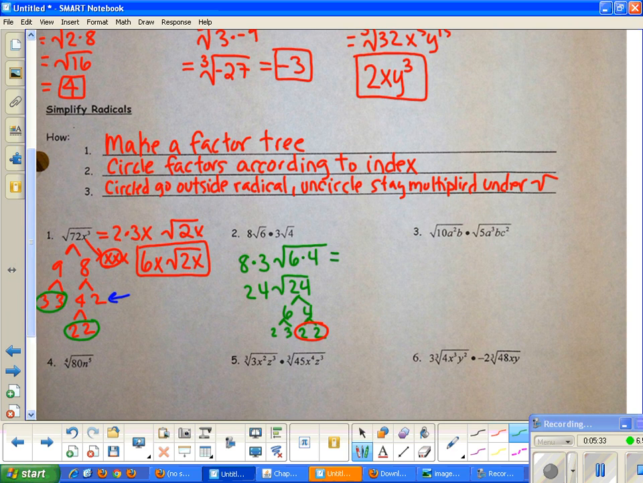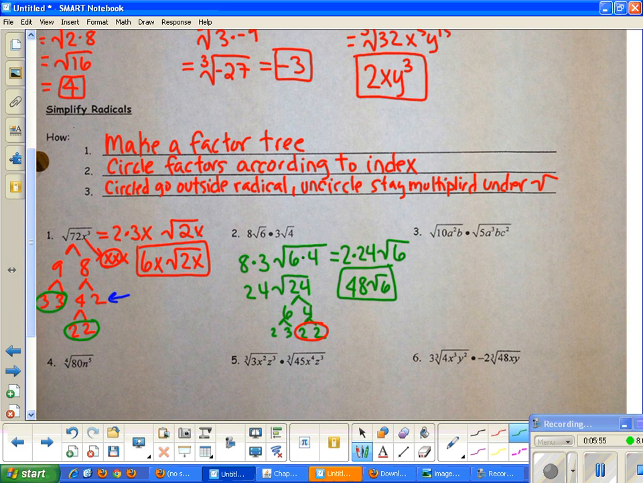So when we simplify this, we have 2 on the outside times 24 times the square root of, and then remember we said that 2 times 3 was left underneath, so 6. And 24 times 2 gives me 48 root 6. So let's look at number 3.